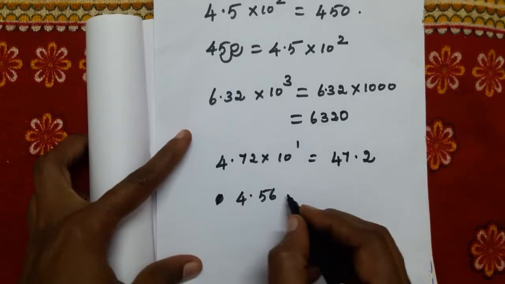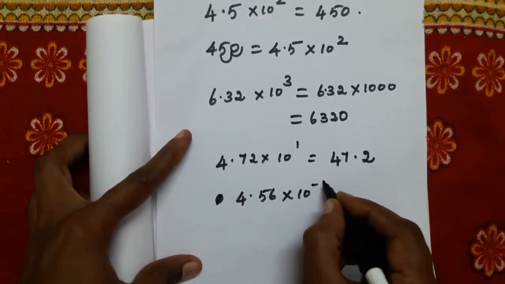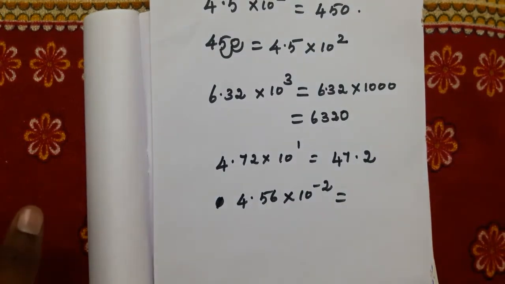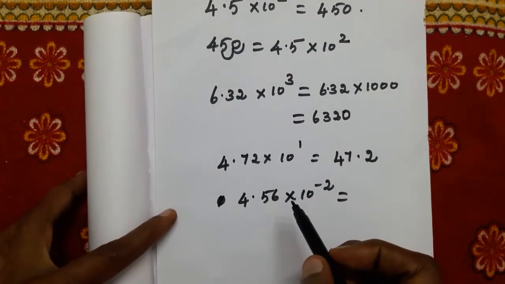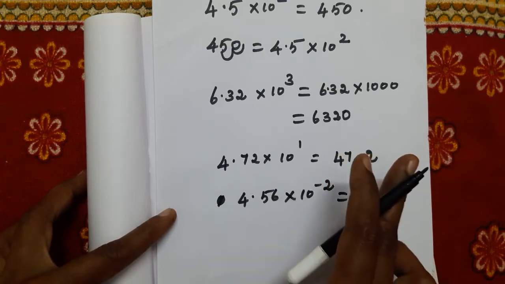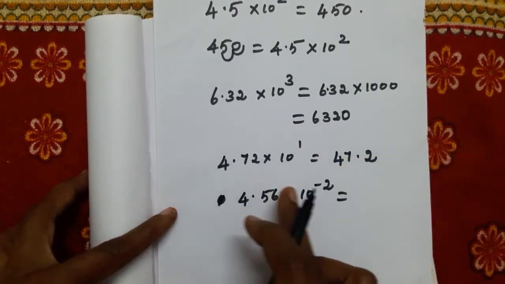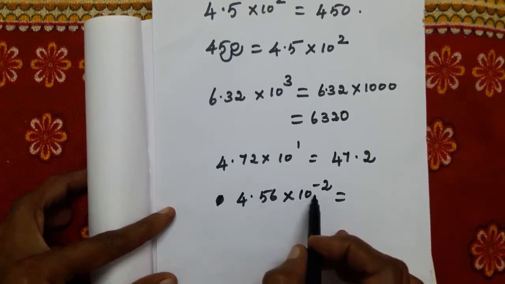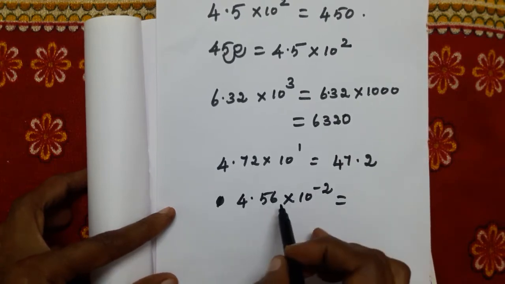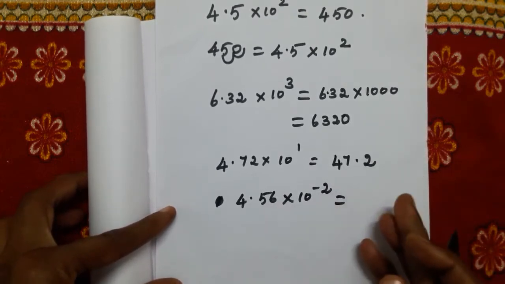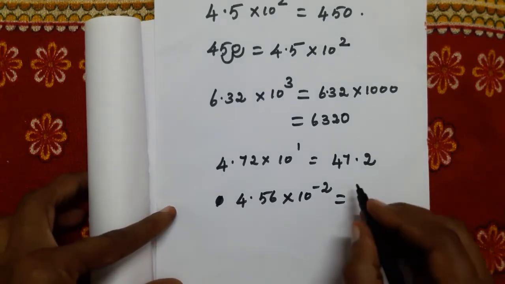Next, 4.56 into 10 power minus 2. 10 power minus 2 means what you have to do? We have to move the decimal point 2 digits. Right or left? Left. Converting scientific notation into which one? Decimal form. Here 10 power minus 2 is there, so we have to move the decimal point 2 digits left.